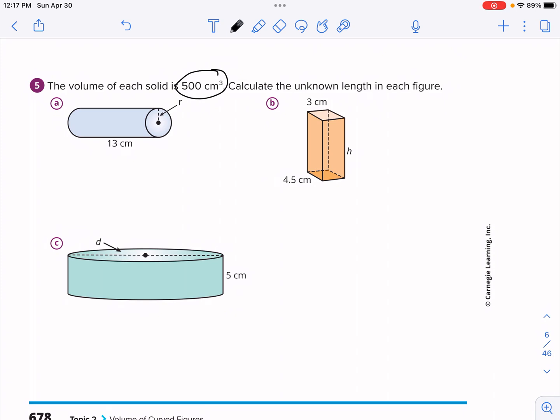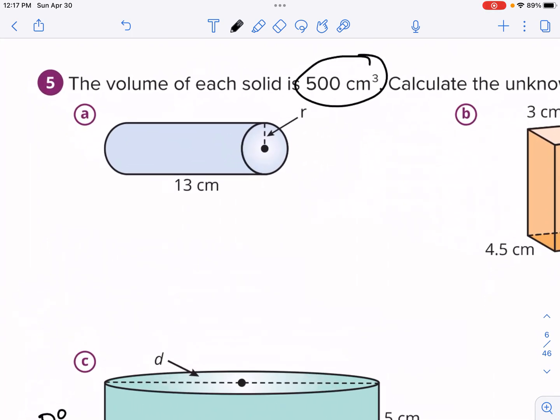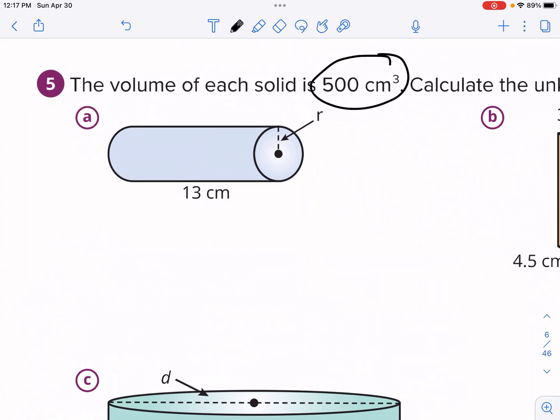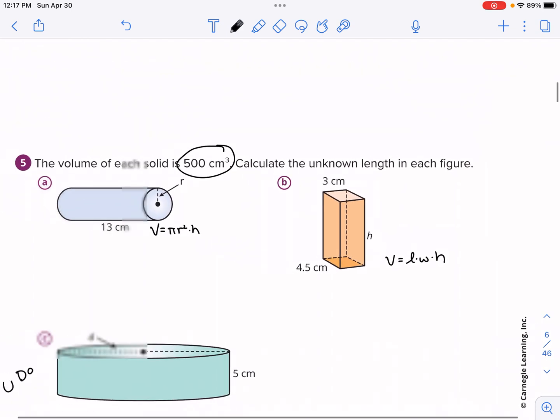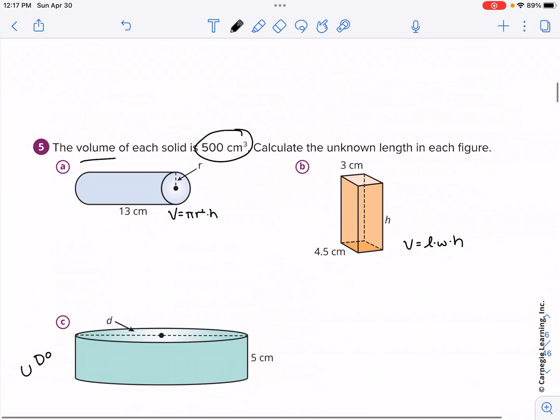But let's apply our understanding. We're gonna go through A and B. We'll leave C as a you do. Okay, let's go through A. Now, it's really important that when you go through these problems, you know the formula for these various objects. So for a cylinder, we know it's pi r squared times h. For a rectangular prism like this, we know it's length times width times height. And for these, we all know that the volume is 500.